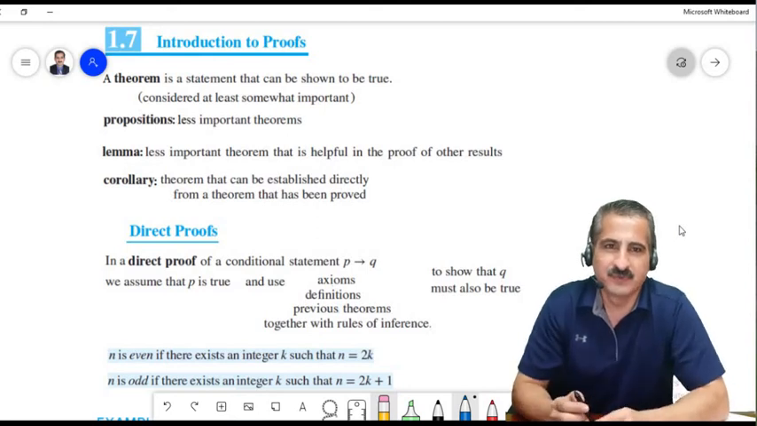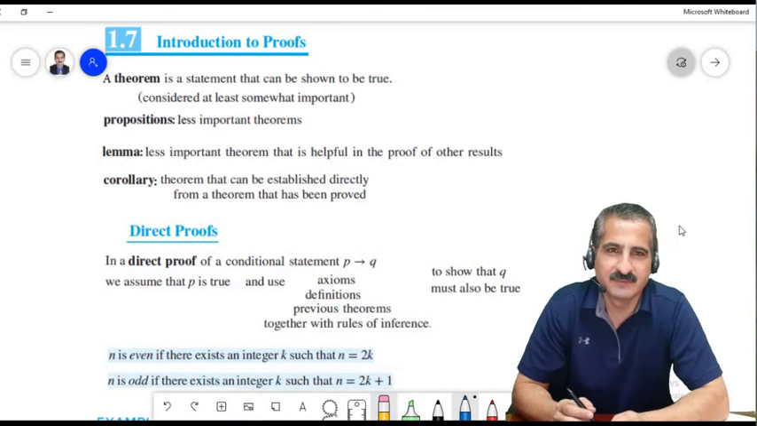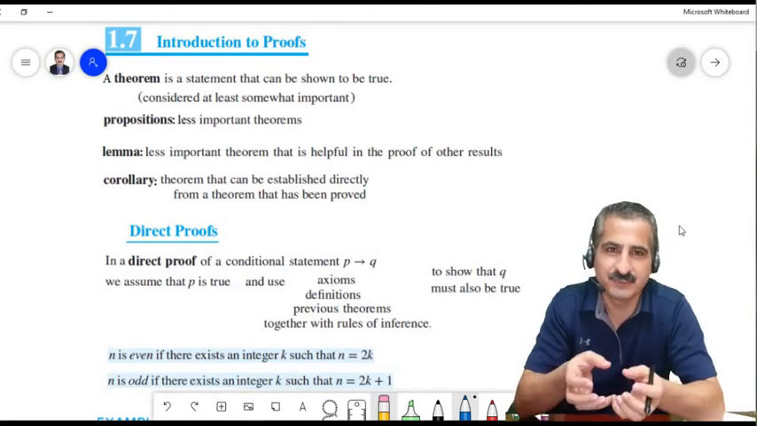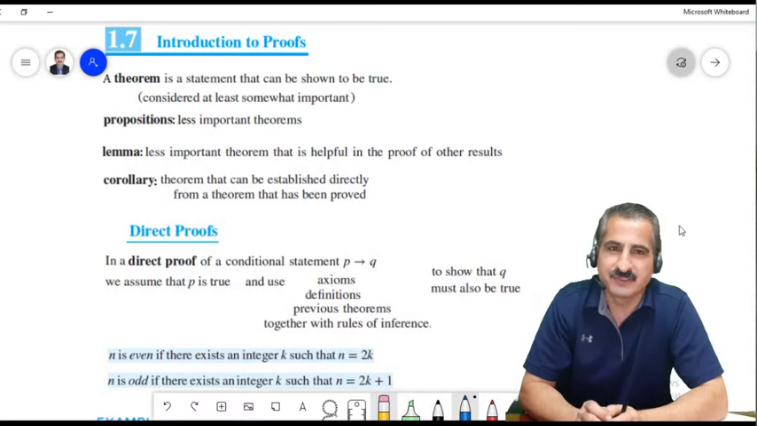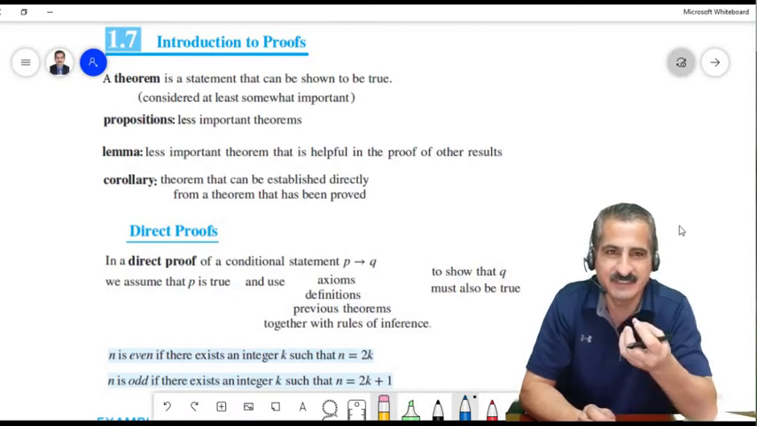Introduction to proofs. Proof what? Proof theorems. What is a theorem? It is of some importance according to some level or according to the topic. A proposition is a theorem, but it is a little less important than the statements of theorems.